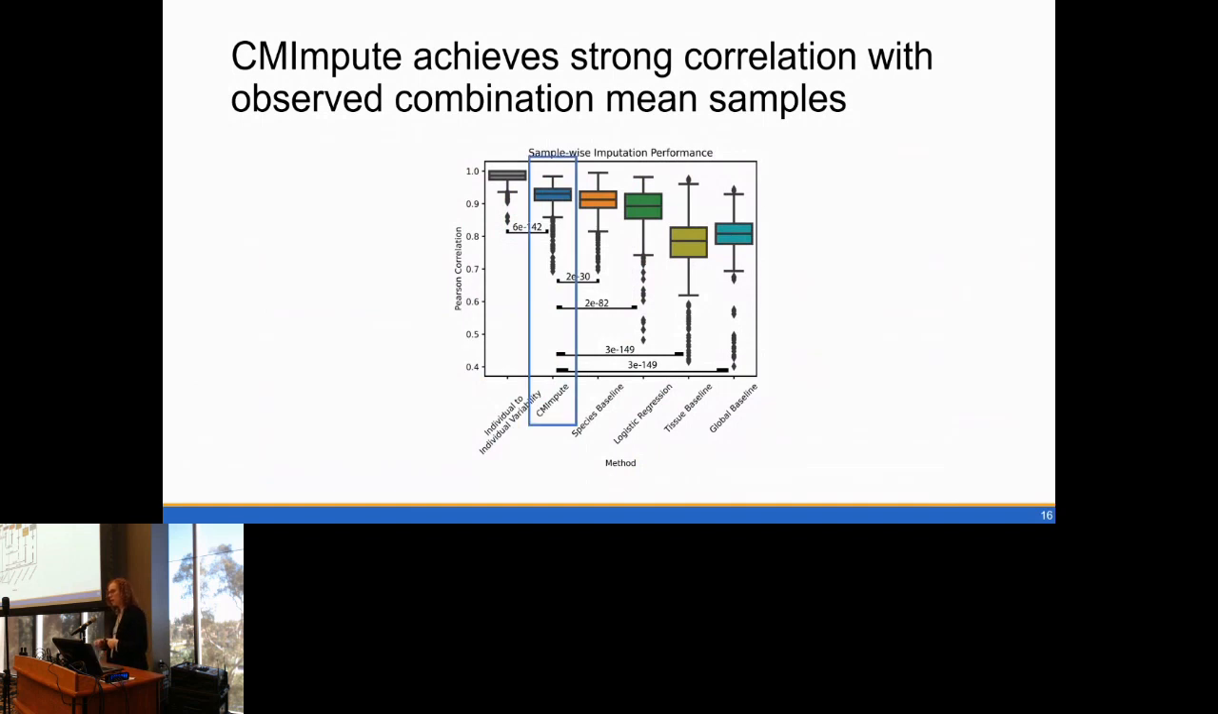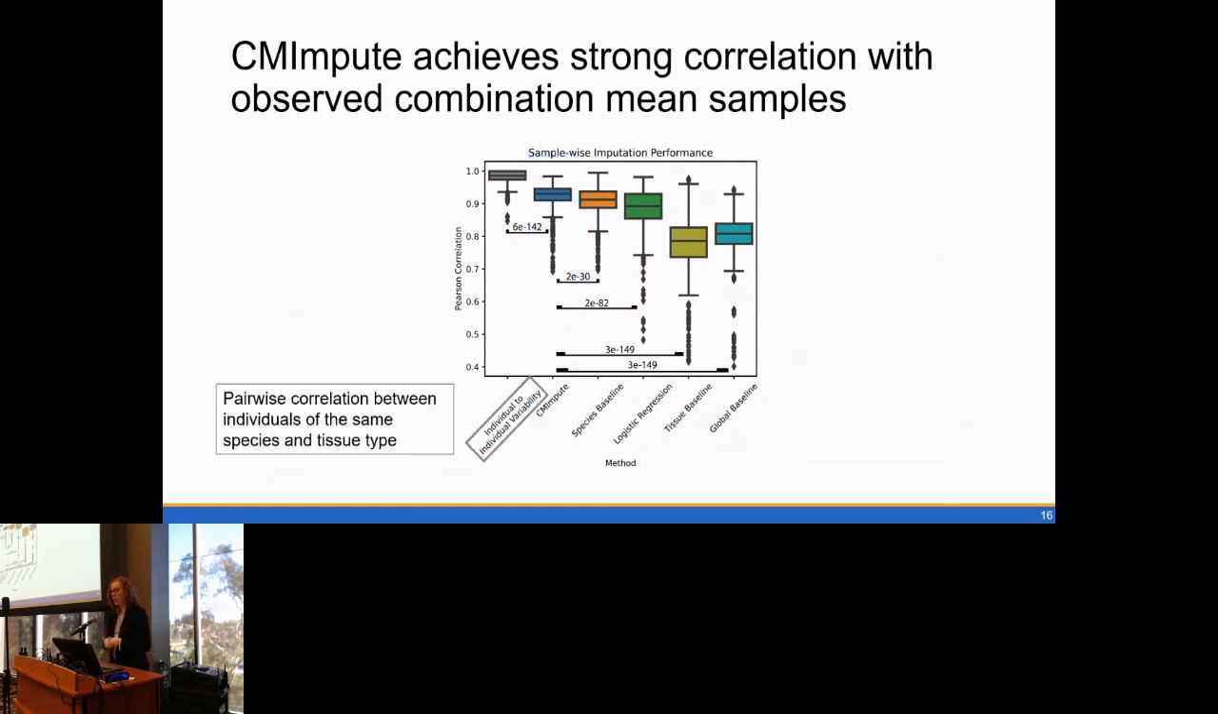CM impute achieves high imputation performance with an average correlation of 0.92 across all of these samples. We additionally show the natural variability among individuals within a combination as a reference for this performance.